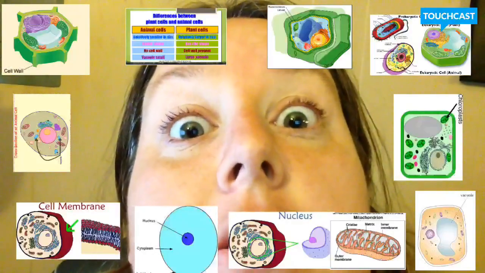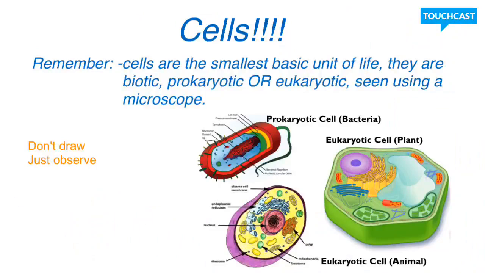It's time for cells. Welcome to our cells video. Just remember that cells are the smallest basic unit of life. They're biotic, they can be prokaryotic or eukaryotic, and we see them using a microscope. Don't draw these, just look at them. Observe the differences and the similarities.